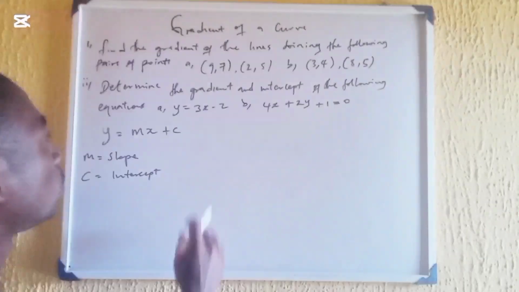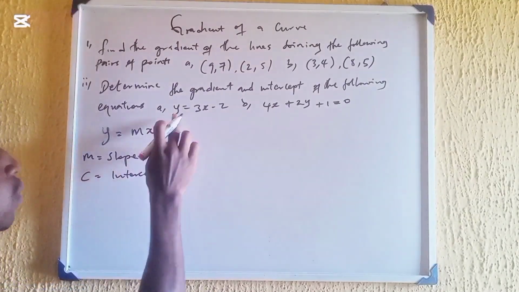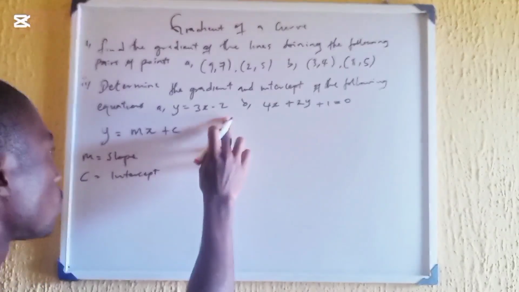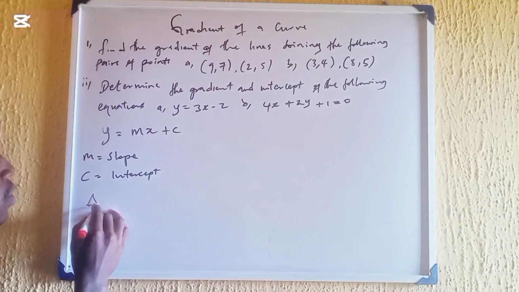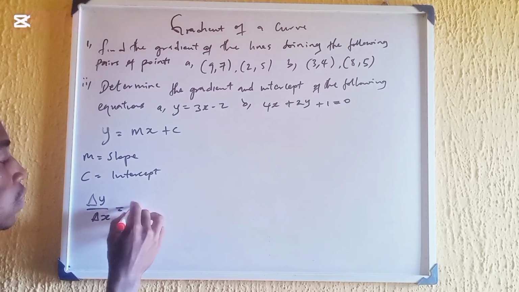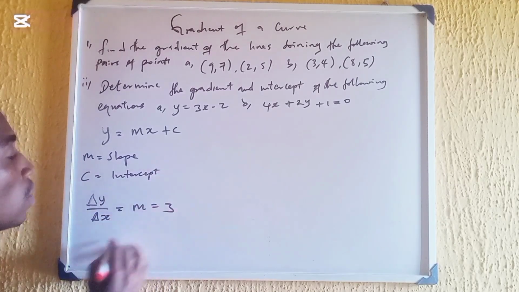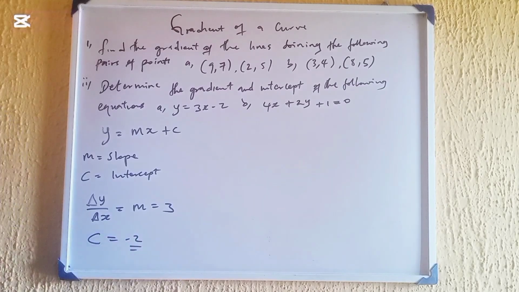So what do we do? We compare. y is equal to mx plus c and y is equal to 3x minus 2. So in that case, the slope of this graph, that's change in y over change in x, which is equal to m, is equal to 3. And the intercept c is equal to minus 2.